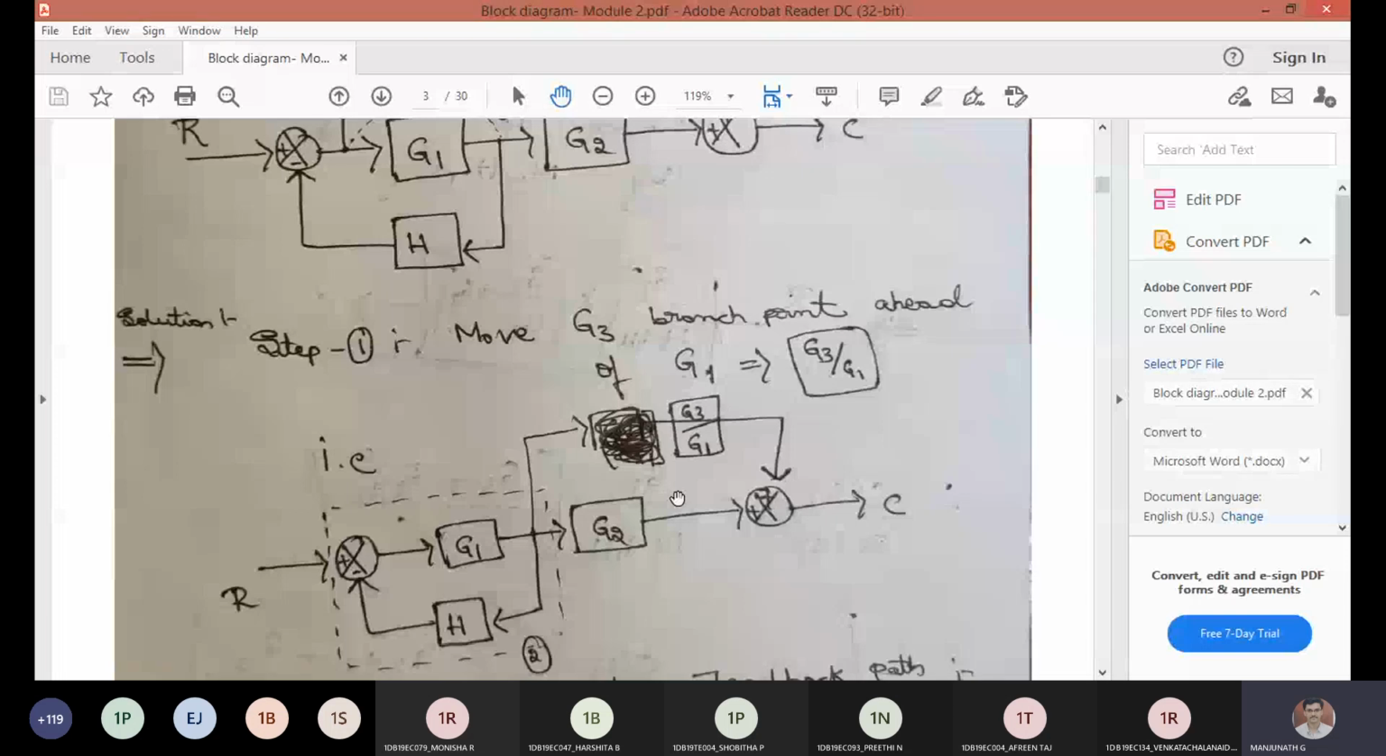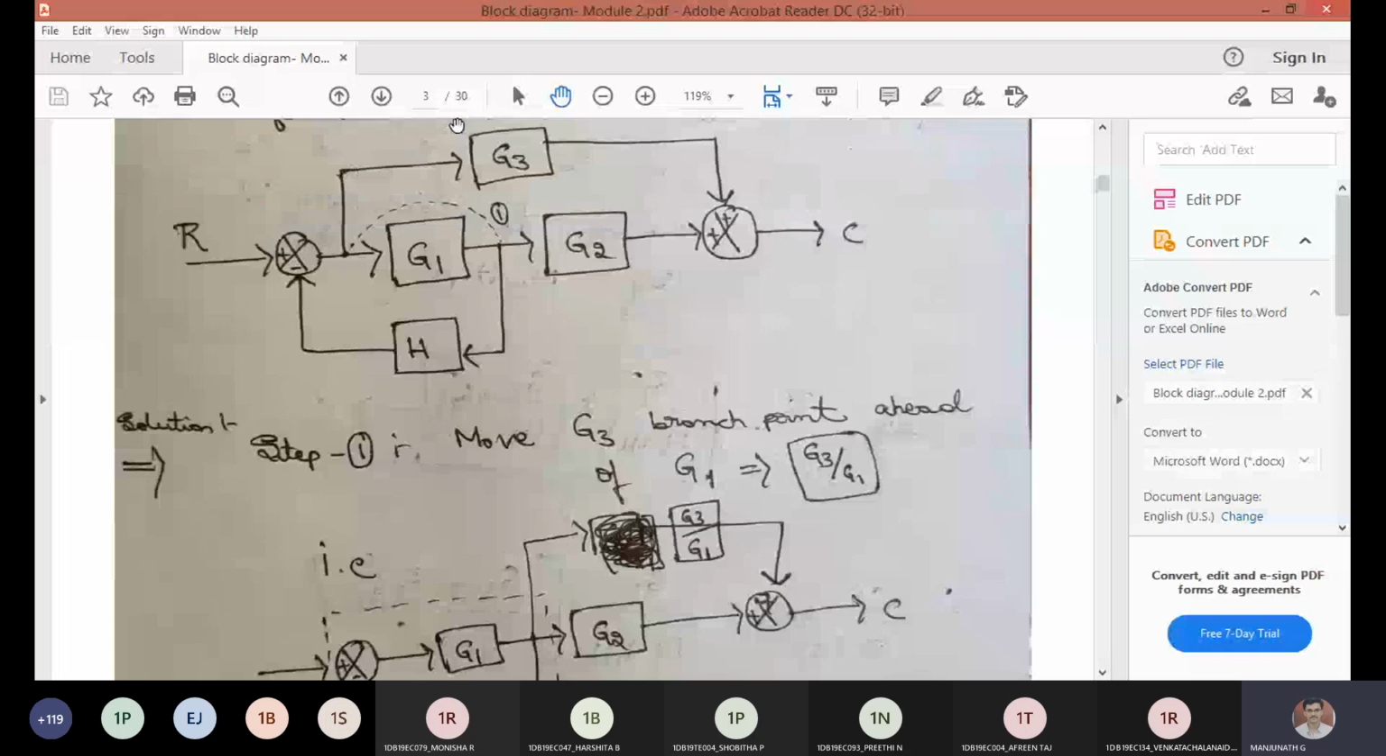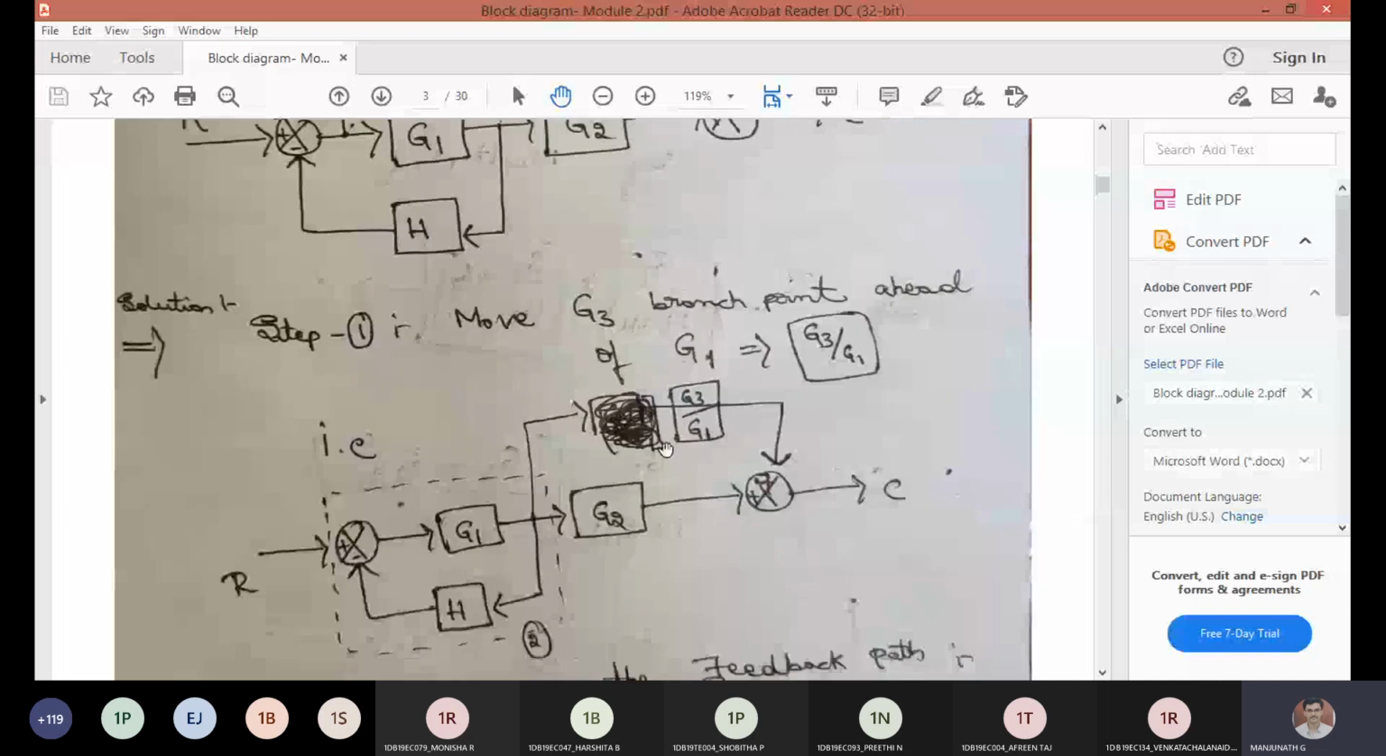So you got what we did. After moving the point from here to here, as I showed in Paint, this becomes G3 by G1. So now this block and this block are in parallel.